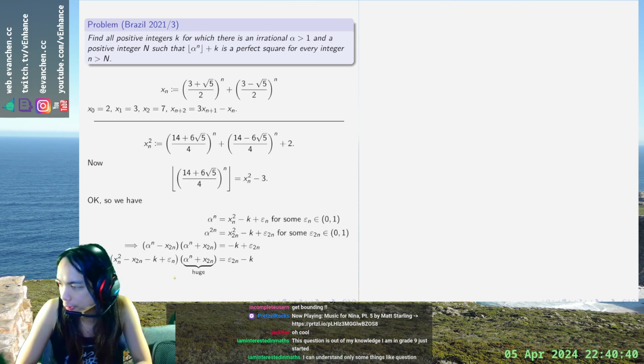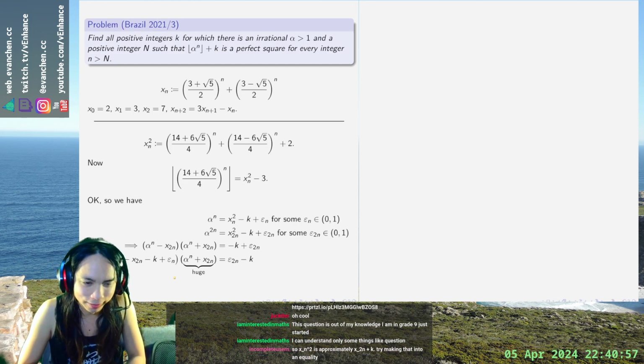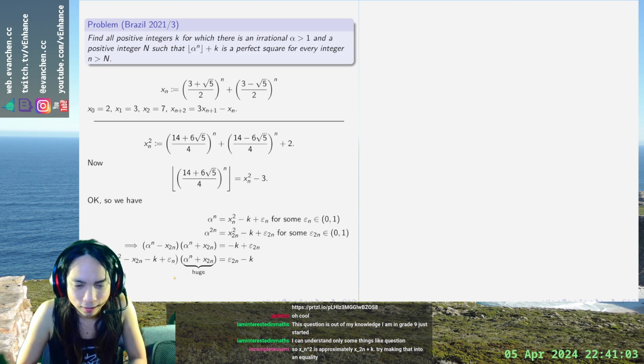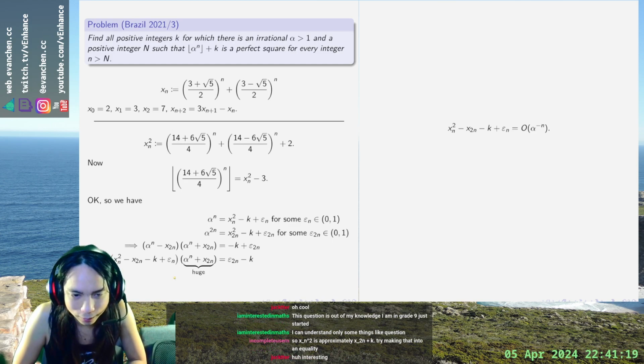Okay, just take n big enough, right? The point is xn squared is like... I don't even know how to write this. Just like O of alpha to the minus n. This thing is tiny. It barely is anything. And this is an integer sequence. Epsilon n.